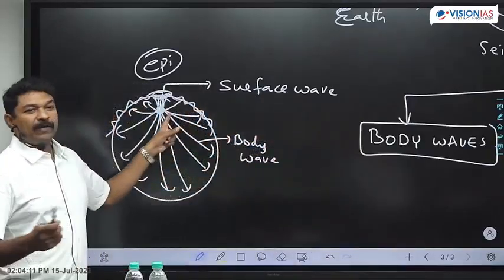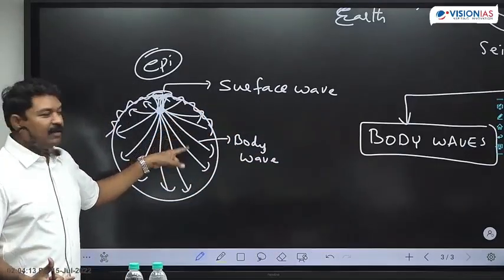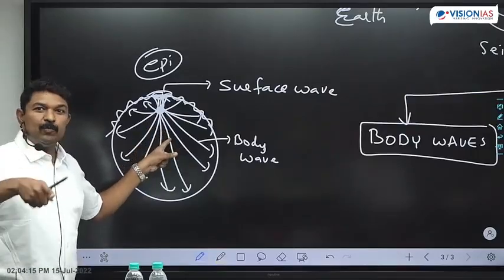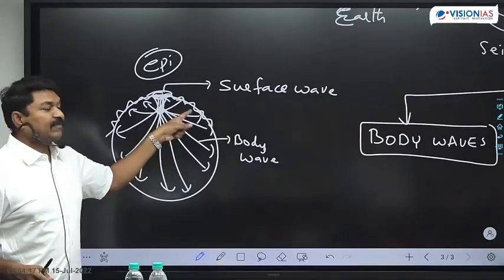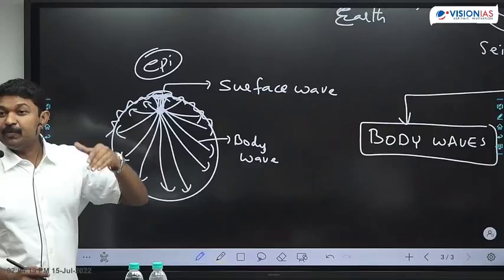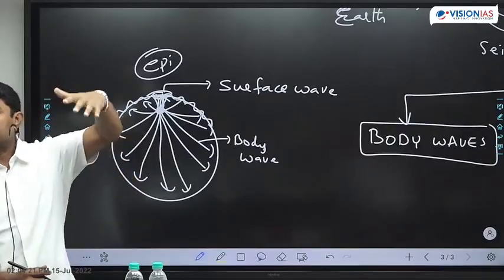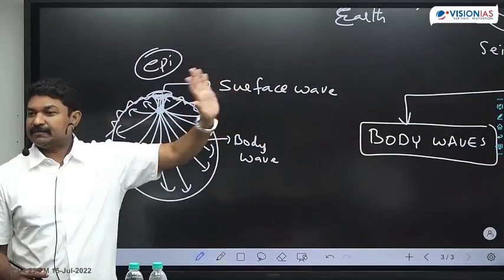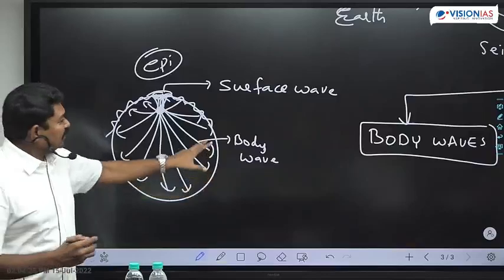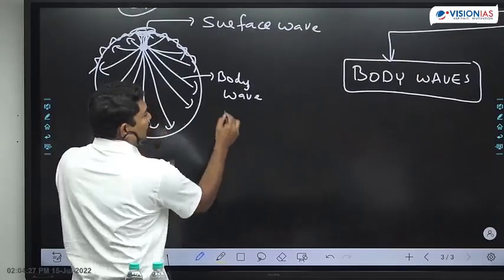What do you mean by modification? The change. What type of change is there? The body waves have the ability to move through the body, but the surface waves do not have the ability to move through the body. Once they come onto the surface, they will be moving only on the surface. Is it clear?